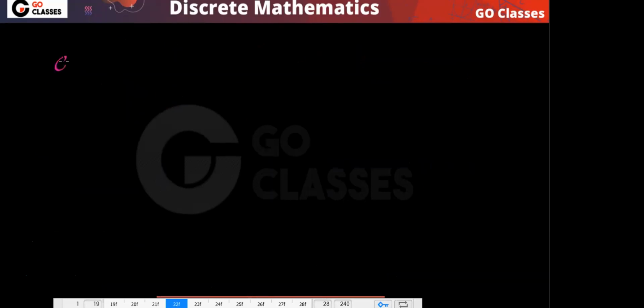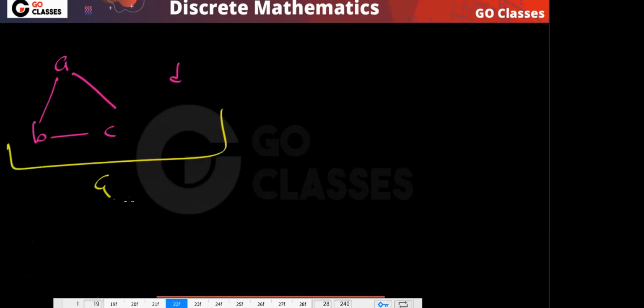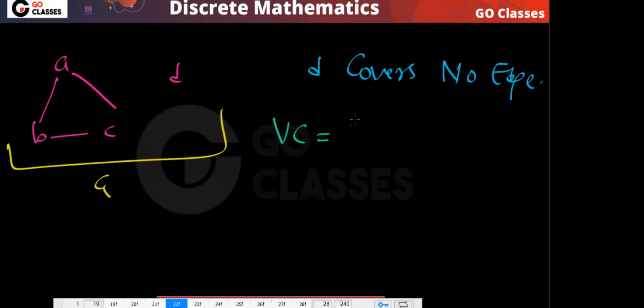And what about this graph? Like A, B, C, D. Okay, this is your graph. Then tell me, D covers how many edges? D covers no edge. This D will not cover any edge. So tell me, for this graph, what will the vertex cover be?